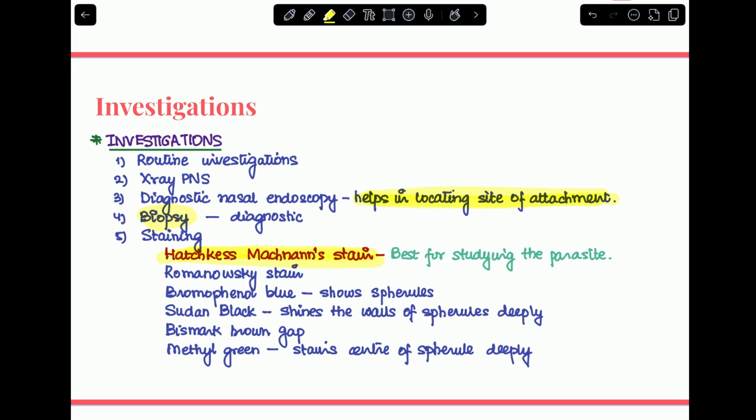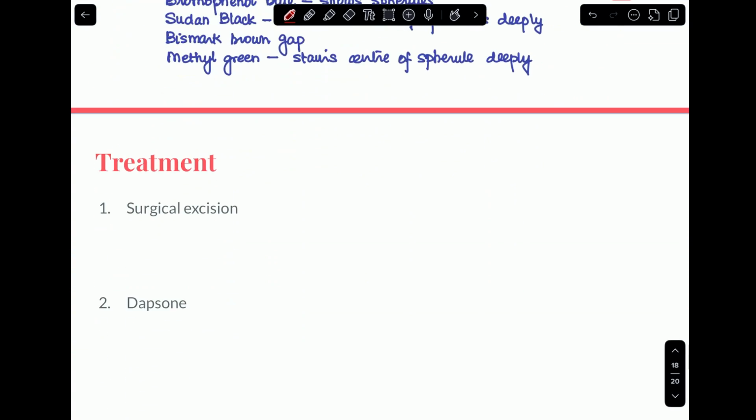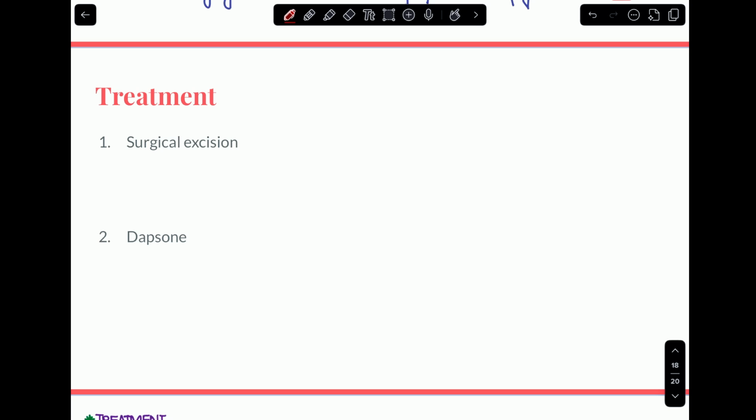Important for us to know is that you should definitely perform a diagnostic nasal endoscopy to see the site of attachment, and biopsy will help you in clinching the diagnosis. And a CT scan, not just an X-ray PNS, but a CT scan of the nose and paranasal sinuses, will also help you in understanding how much involvement has happened in this case. Now, let's move on to how we will treat the disease. First of all, the main treatment is surgical excision of the disease.